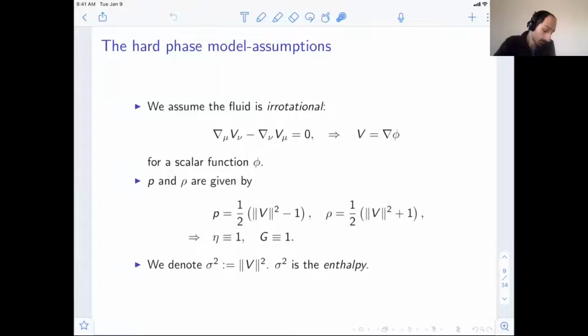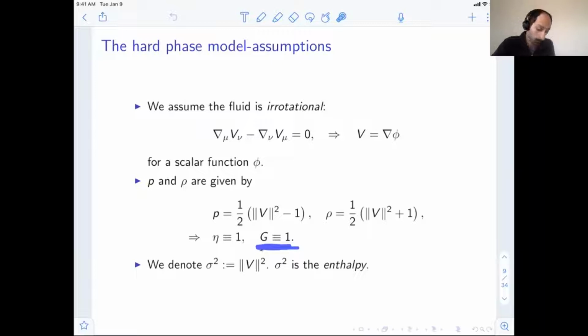So first of all, we assume the fluid is irrotational. So V is the gradient of some scalar function. And importantly, we assume that the sound speed is equal to the speed of light. So this ratio is equal to 1. And specifically, these are the equations of P and rho in terms of this magnitude of V. P is 1/2 norm V squared minus 1. Rho is 1/2 norm V squared plus 1. And this function G that I was discussing in the last slide becomes constantly 1.